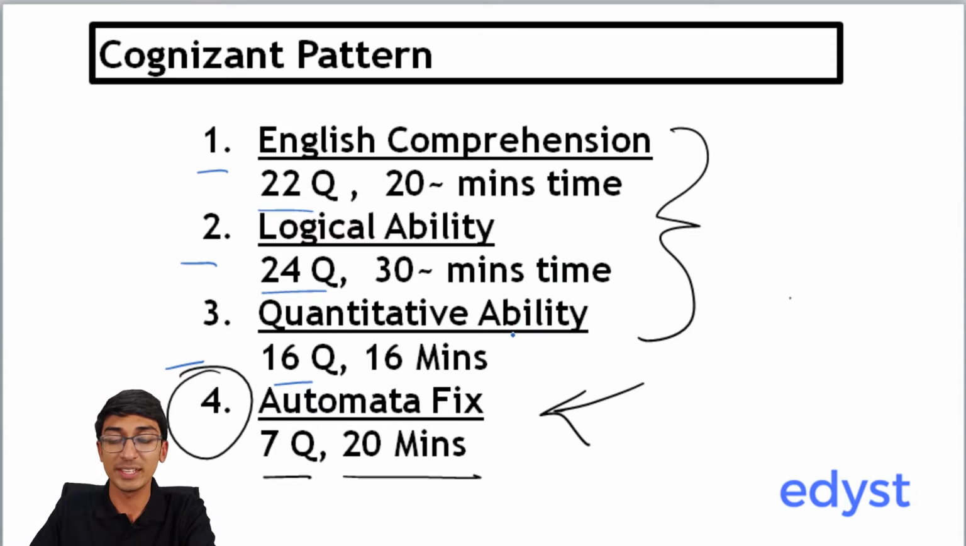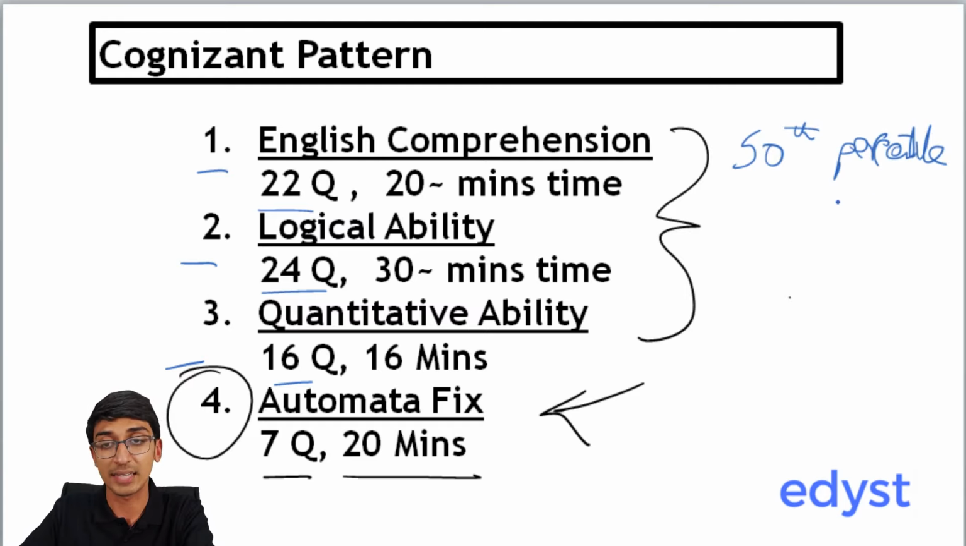Now we don't know the exact cutoff for each of these, but suffice to say that you should be above the 50th percentile. This is not percentage, we're talking about the 50th percentile, which means roughly if you score anywhere between 50 to 70% marks in this, you have a good chance of clearing these 3 sections. For Automata Fix, we are not sure because it depends on the difficulty of that day, and it also depends on how many people wrote it in your batch.